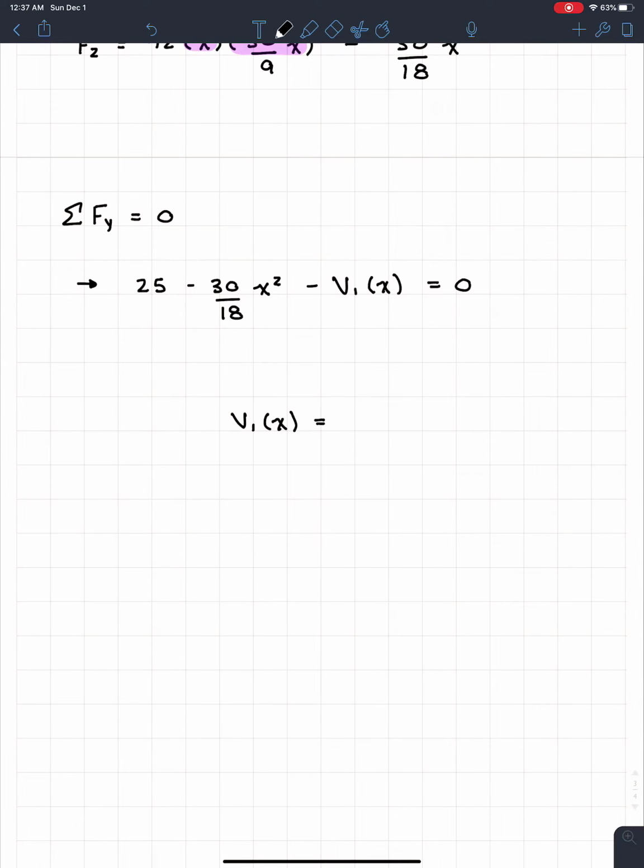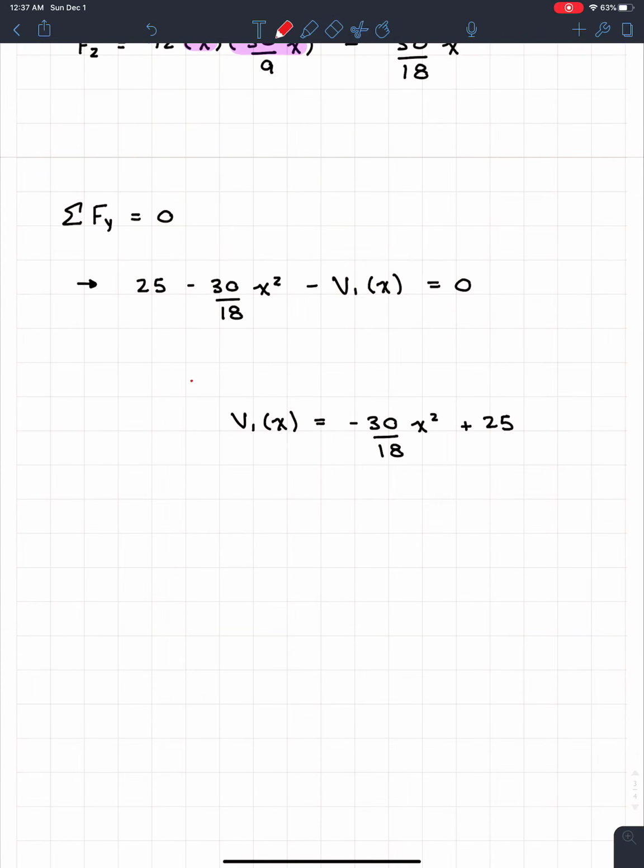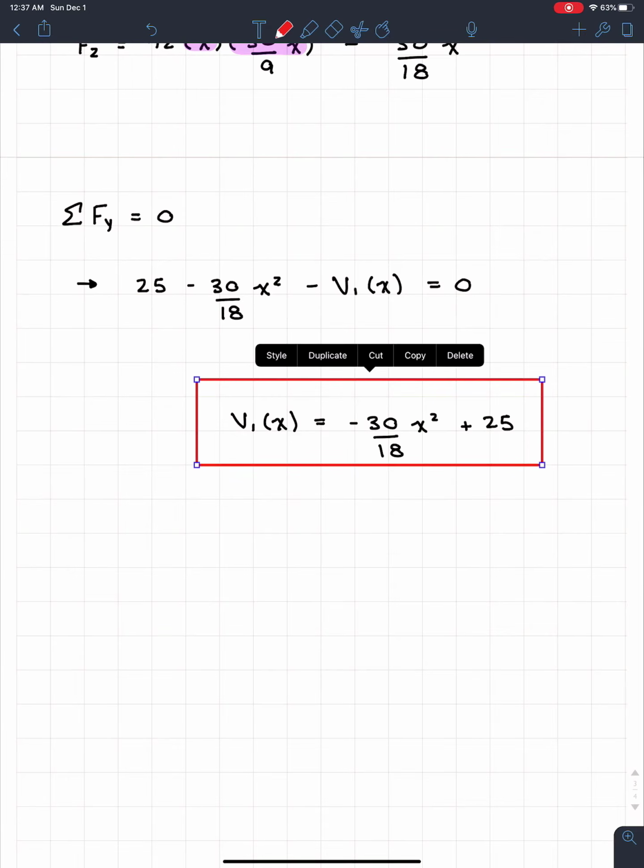V1 of x is going to be equal to, and for this it's very simple, we just move V1 to the other side, so everything else stays the same. It's equal to negative 30 over 18 x squared plus 25. So this is V1 of x, and this is for the first segment of the beam, throughout the whole distributed load. Anything after the distributed load is not represented by this equation. We're going to have to find a different equation to represent what happens after.